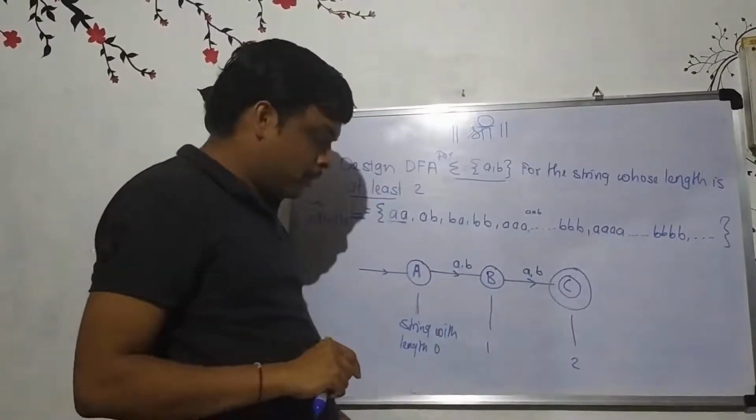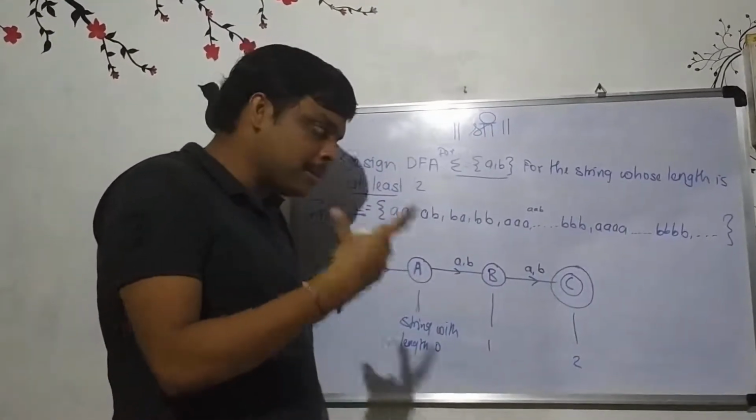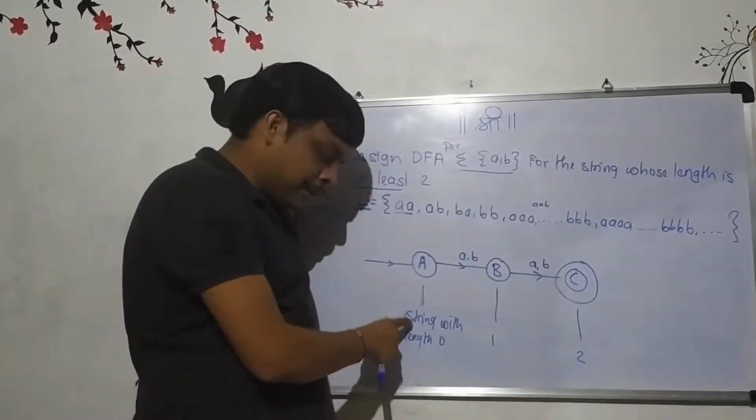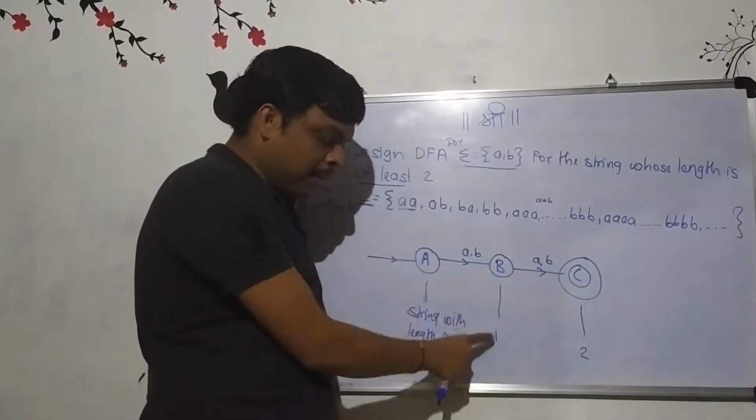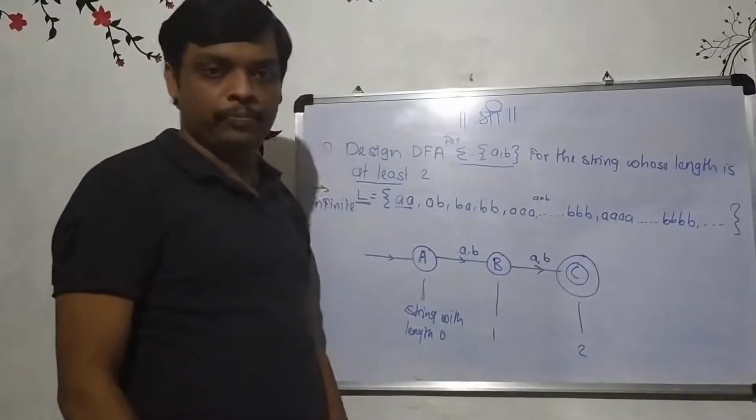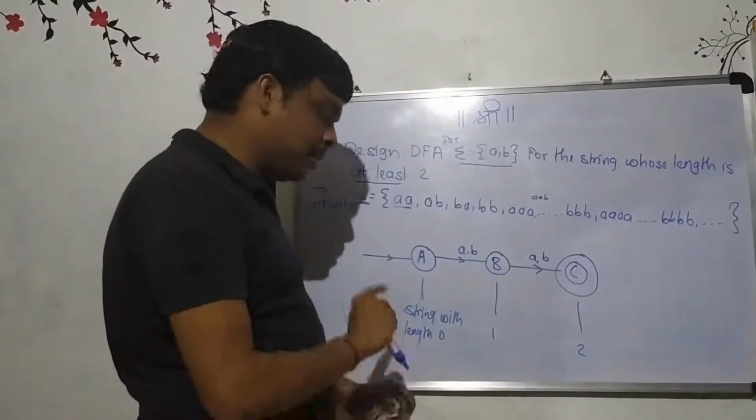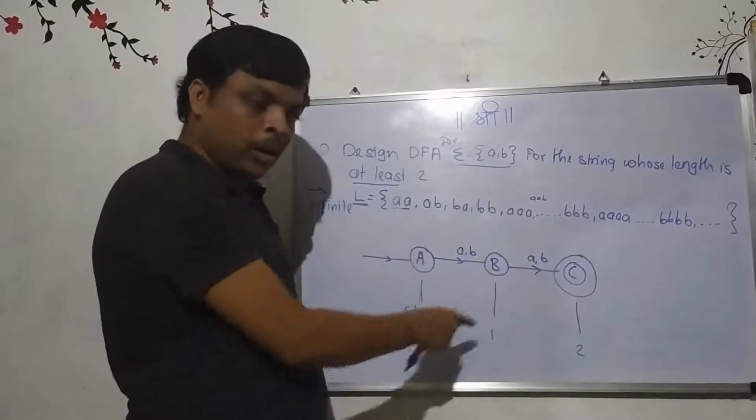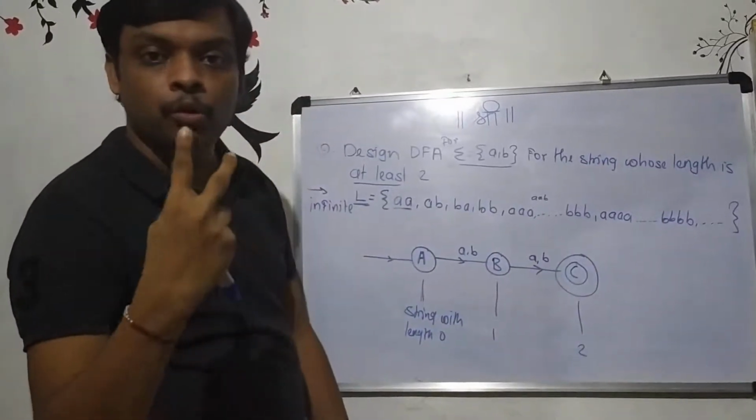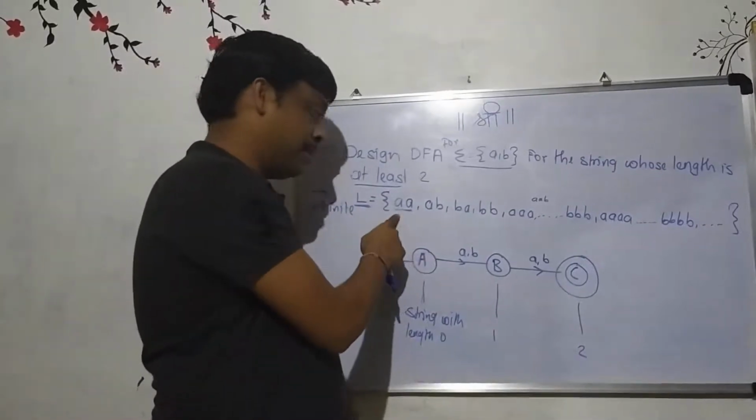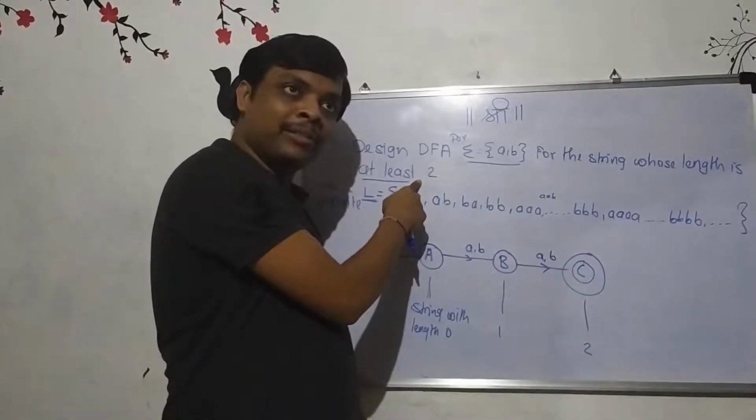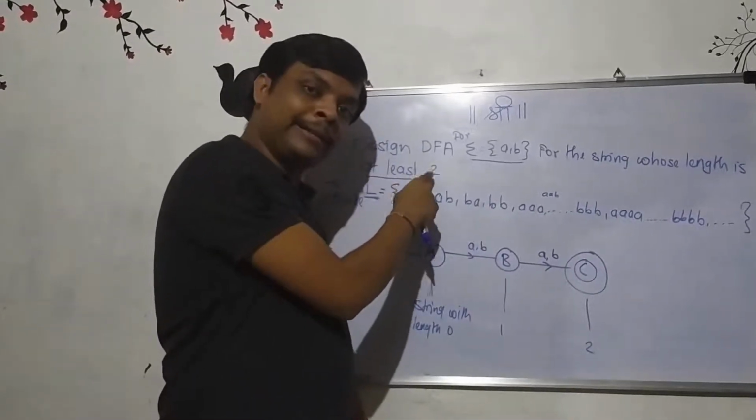So in this scenario, in other words, capital A will represent a string with length 0, B will represent a string with length 1, and C will represent a string with length 2. So up to this part, this DFA is just accepting strings with length 2 only. But according to the language they have given, we have to accept all strings whose length is at least 2.